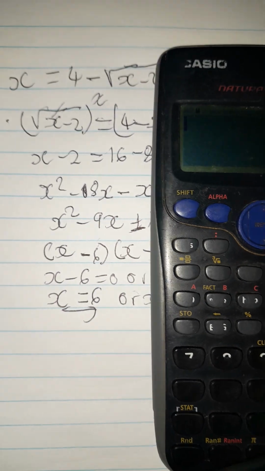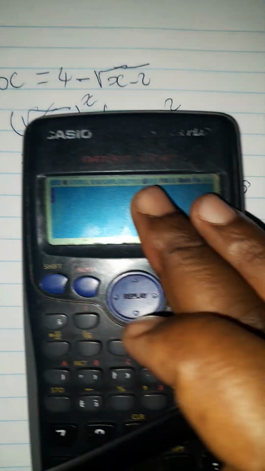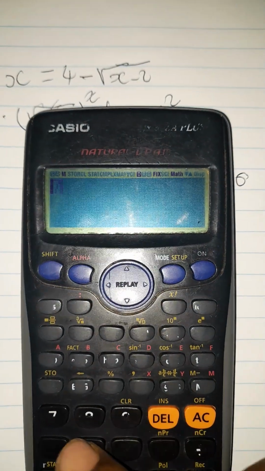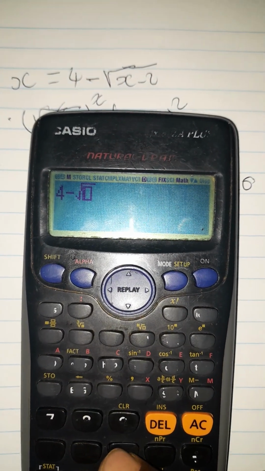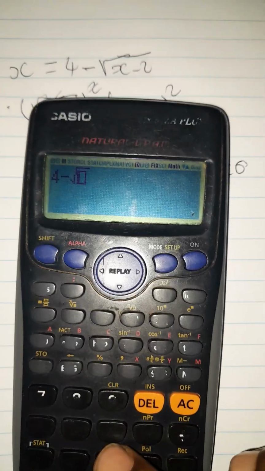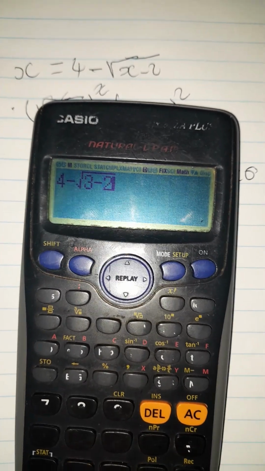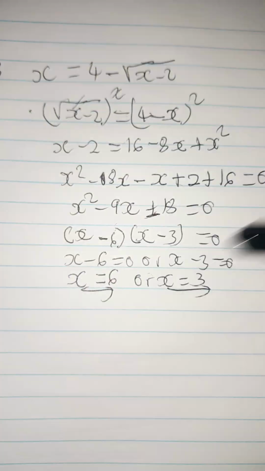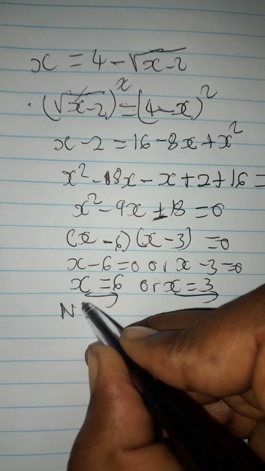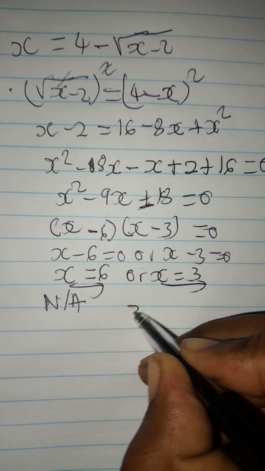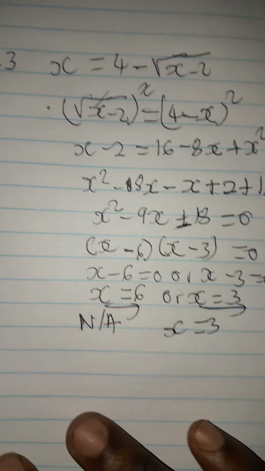So let's take 3. If we put 3 here, it will be 3. So let's put 4. So, okay, 3 minus 2. It's 3. Well, so the solution is x equals 3. This is not applicable, NA, not applicable. So x equals 3. Hope you saw what I did there.